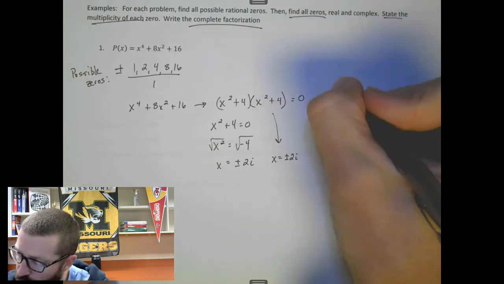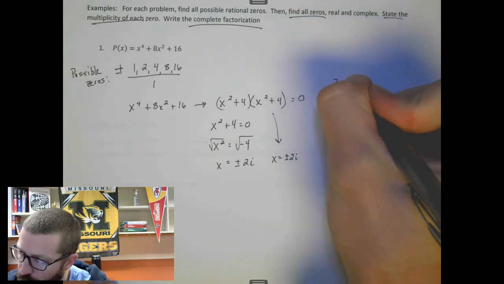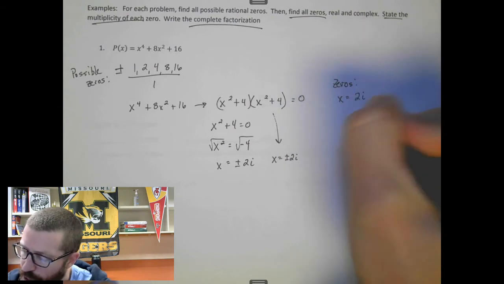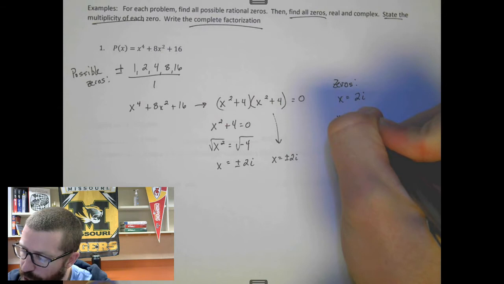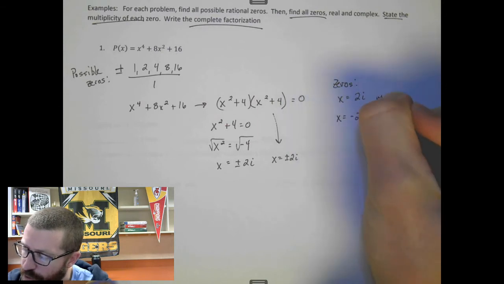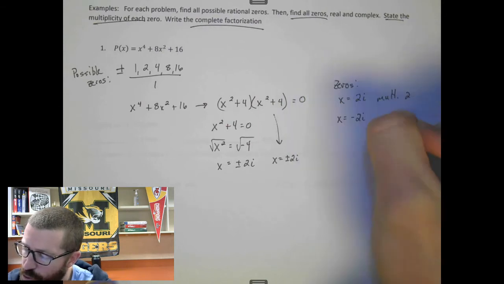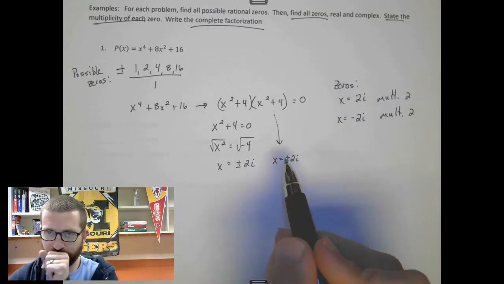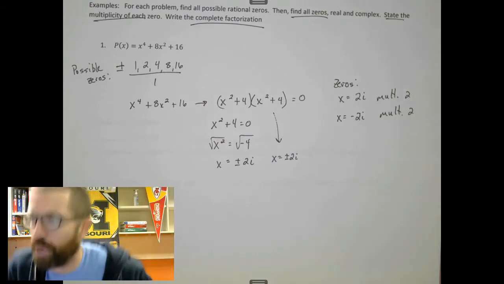Okay, so now we can list all the zeros. So the zeros are x is equal to 2i and x is equal to -2i. They have a multiplicity each of 2 because they each occur twice. So there's a positive 2i here and a positive 2i here, and then a -2i, -2i.